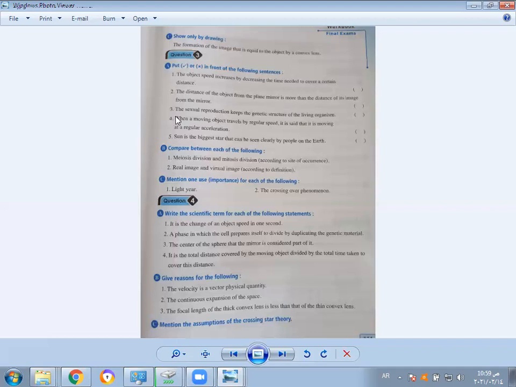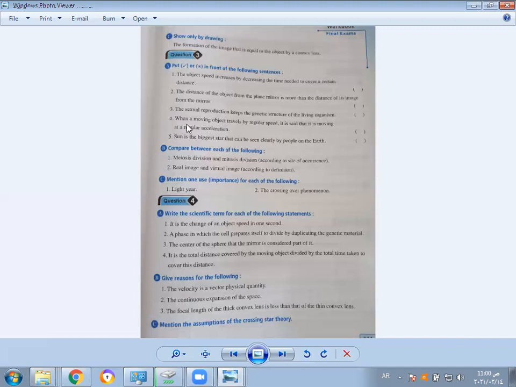Number 3. The sexual reproduction keeps the genetic structure of the living organism. Of course, it is false, because the asexual reproduction keeps the genetic structure, while the sexual reproduction guarantees the variation in genetic structure.